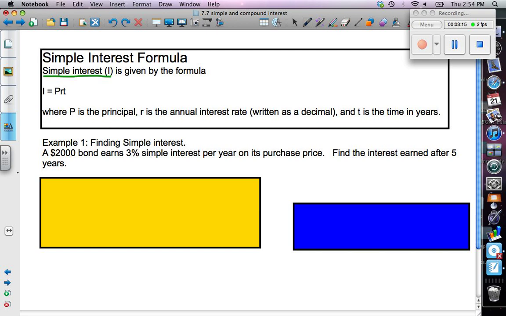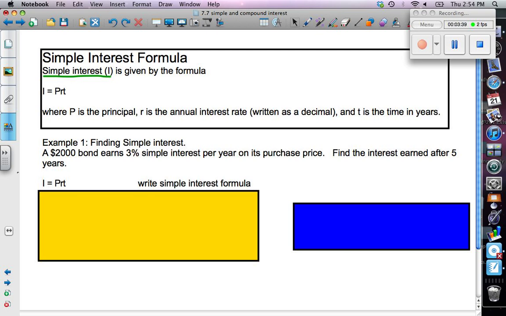So example 1, finding simple interest. If you have a $2,000 bond, some of you may have gotten savings bonds when you were born or for other occasions when you're young. So this is an example like that. A $2,000 bond earns 3% simple interest per year on its purchase price. Find the interest earned after 5 years.